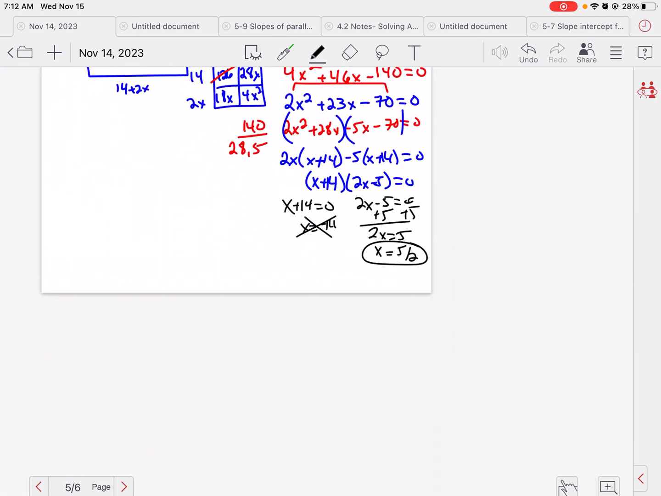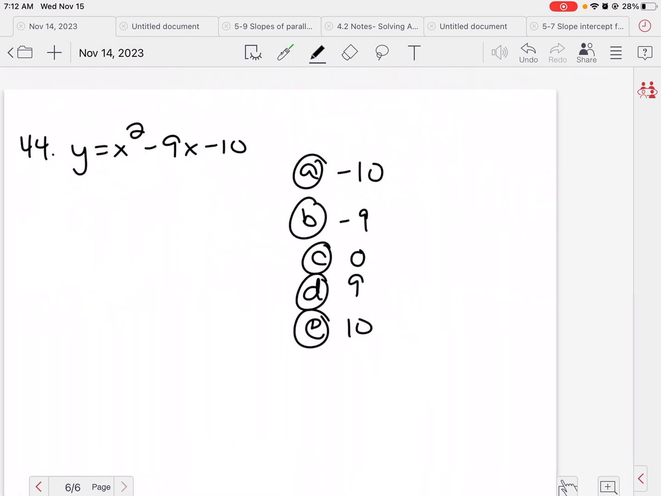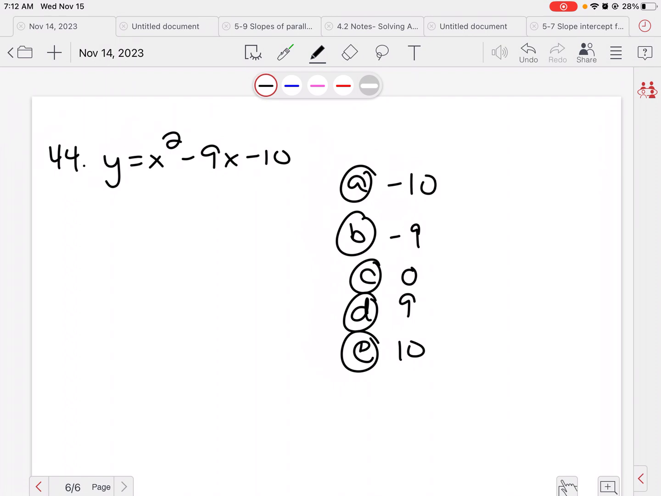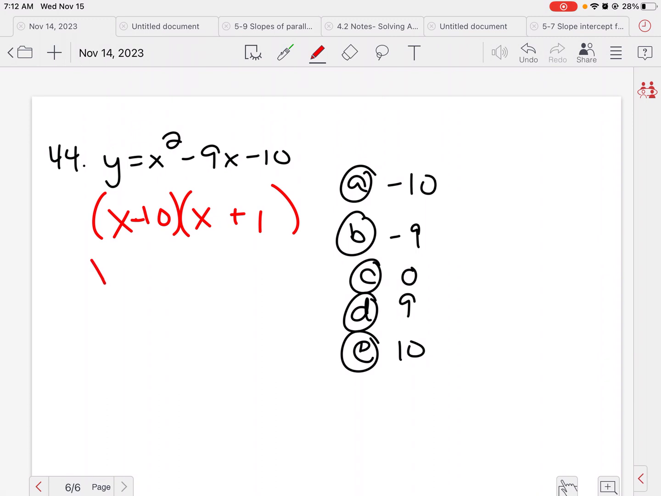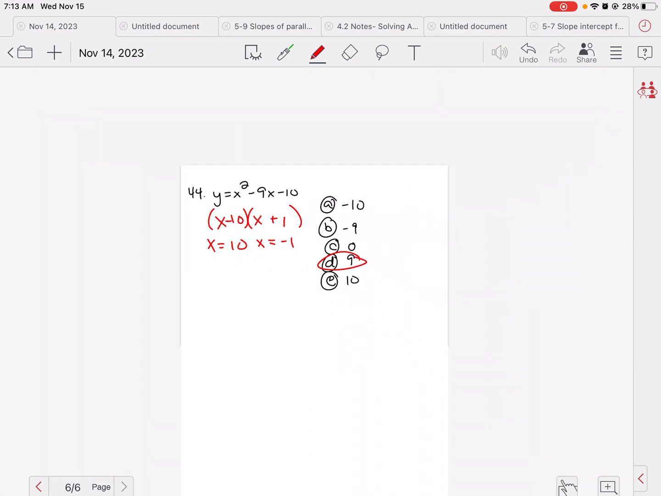All right, last page here. Okay, so it wants to know the sum of the zeros. So we're going to factor this. So we're going to have 10 and 1. We'd have a negative 10 and a positive 1. So I'd have x equals 10 and x equals negative 1. So 10 plus negative 1 is negative 9.